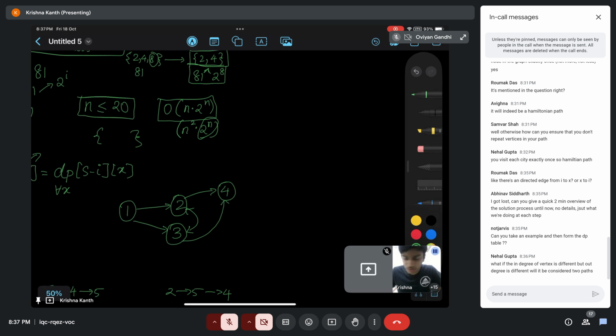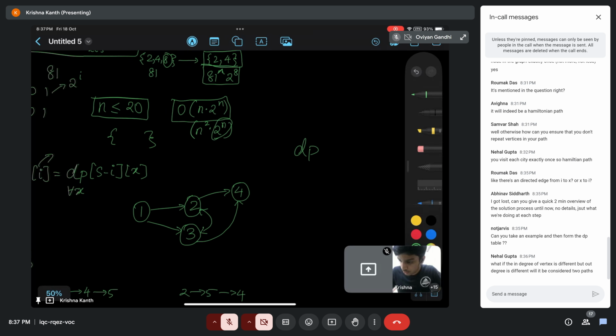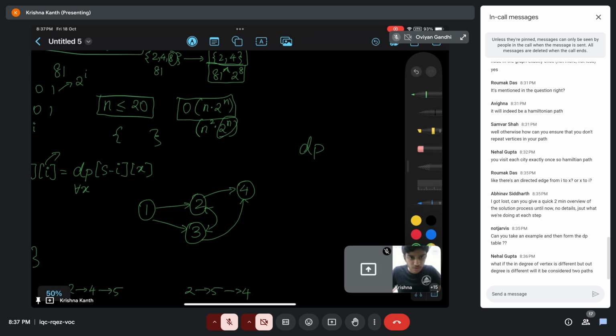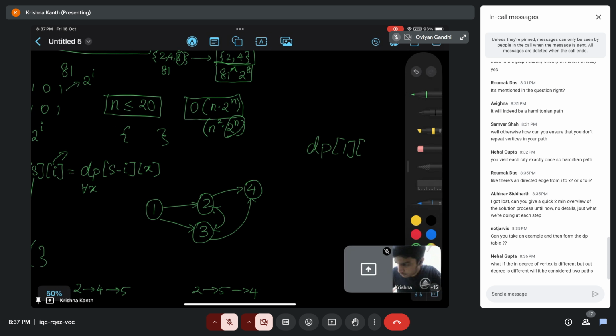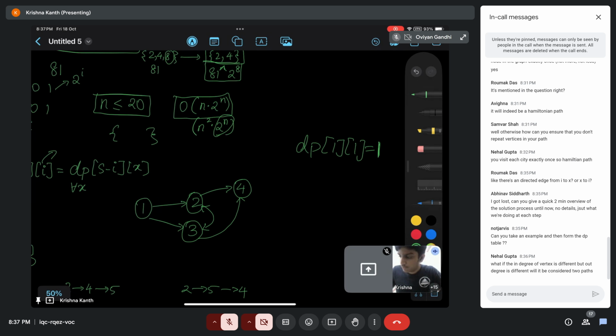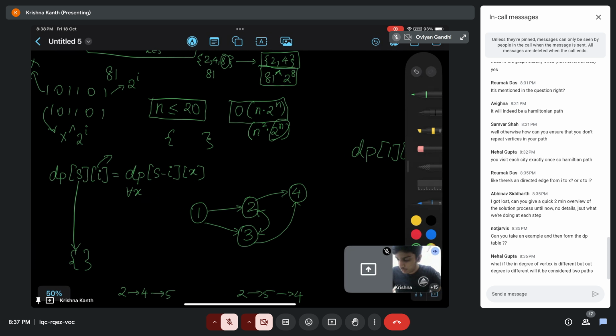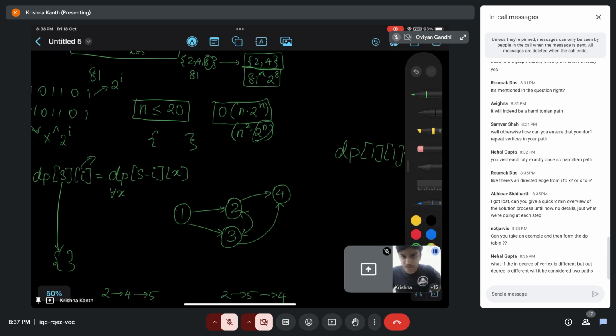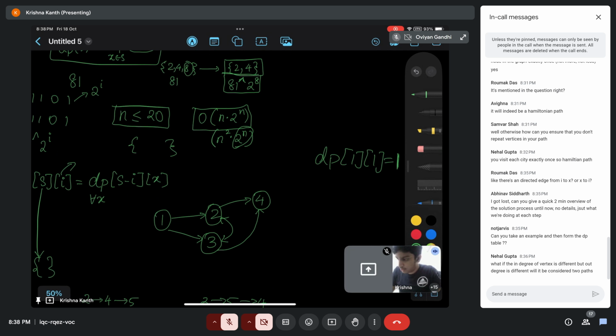Okay, so now the base case for this would be, yeah, I think it would be this. So basically, the number of ways to cover only the first city, where you're already at the first city, such that you end at the first city, is basically one. That's the number of ways you can reach.